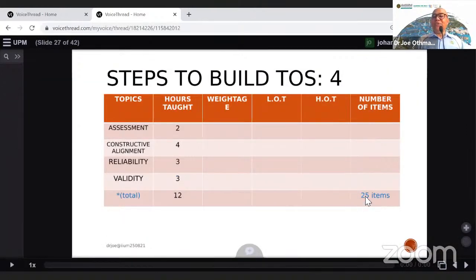Next, you need to put how many items. Okay, remember this is specifically for multiple choice. MCQ. I repeat, what is MCQ? Multiple choice question. Nowadays, in terms of the jargon used in assessment, we don't actually say questions. We use items. So I will say multiple choice items.